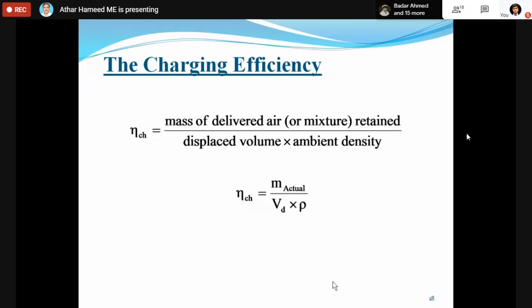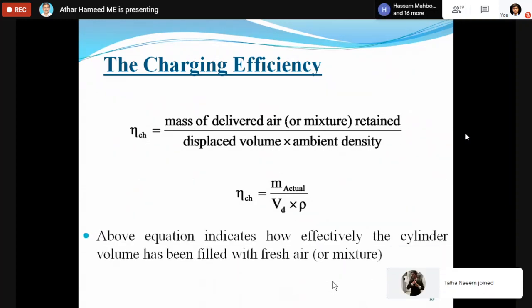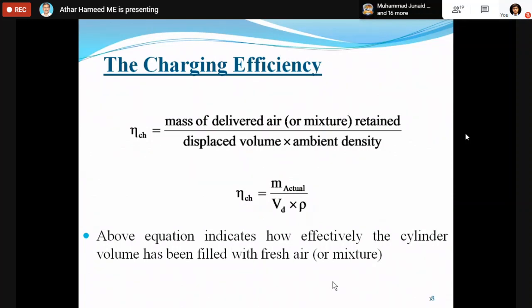Next is charging efficiency. The charging efficiency is the mass of delivered air or mixture retained, whatever is retained inside, divided by displaced volume times ambient density, right? So what charging efficiency tells us is how effectively the cylinder volume has been filled with fresh air or mixture.